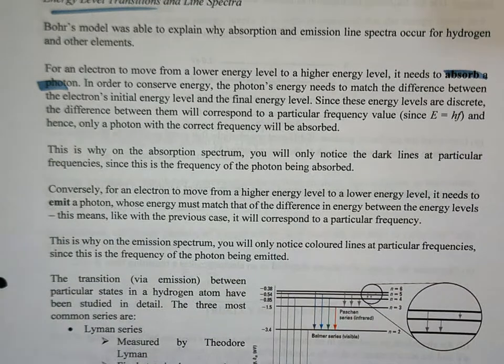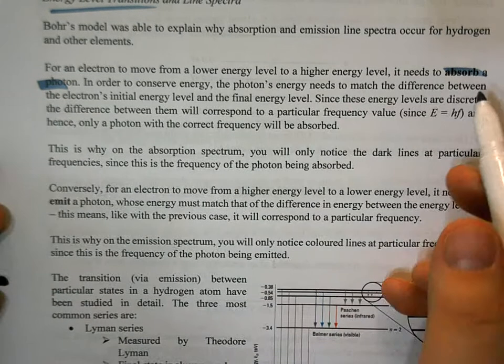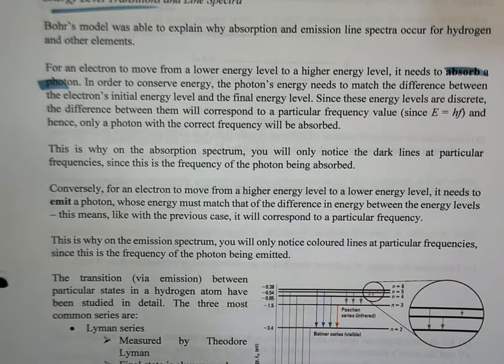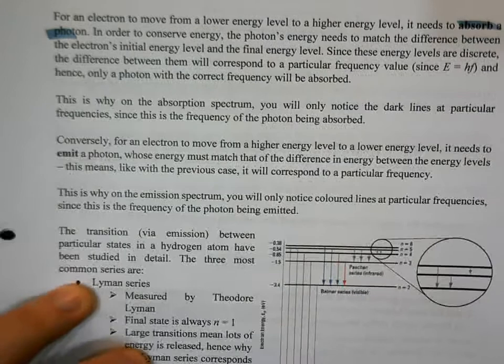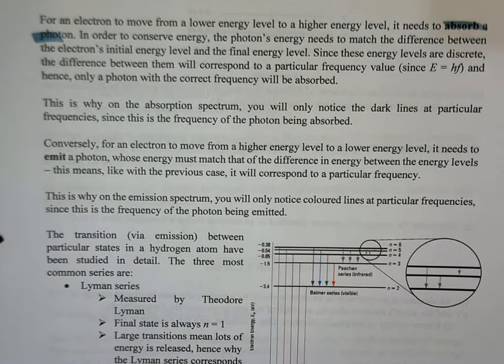And that photon has to have energy that matches the difference between the energy levels that the electron's traveling between. And since those electron energy levels are discrete, that difference between them is going to correspond to a particular frequency value, because we know that E equals hf, that Planck formula. So only the photon with the correct frequency is going to be absorbed. On your absorption spectrum, this is why you're going to see dark lines at particular frequencies, because you're seeing transitions at particular frequencies that are the perfect match to go between those orbits.